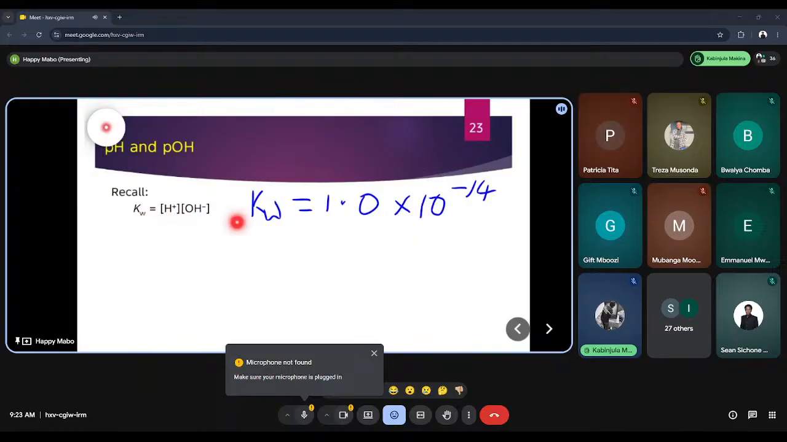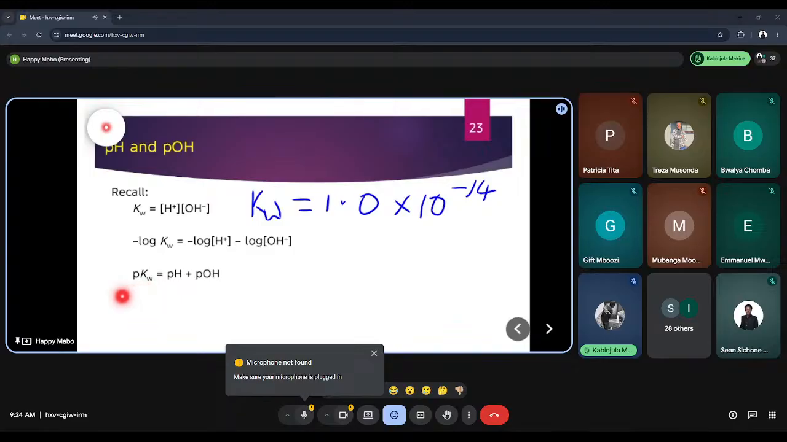Then this is given in terms of Kw, whose value is equal to the hydrogen ion concentration times the hydroxide ion concentration. If we introduce logarithms to base 10 on both sides of the equation, we would have the negative logarithm of Kw, the negative logarithm of the hydrogen ion concentration, and the negative logarithm of the hydroxide ion concentration. So the value of Kw is this one here.